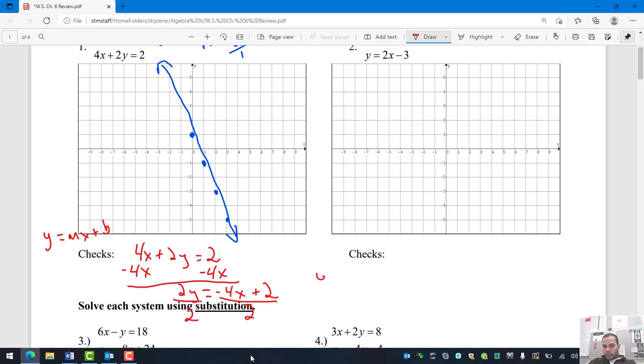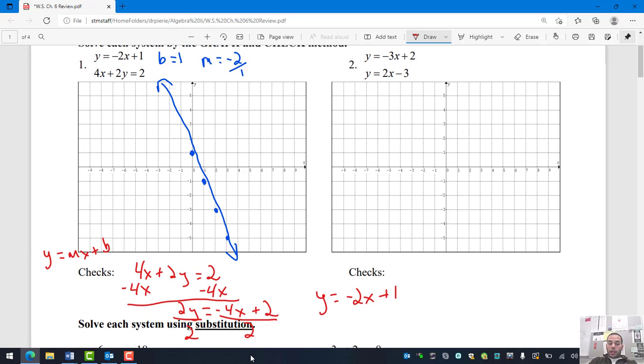So when I simplify this, it should be negative 4 divided by 2, which is negative 2x, plus 2 divided by 2, which is plus 1. Okay, so now I did all of that work, so now this is in a form that is easy to graph. 4x plus 2y equals 2 is the exact same thing as y equals negative 2x plus 1. Now that it's in a form that's easy to graph, what do I notice?